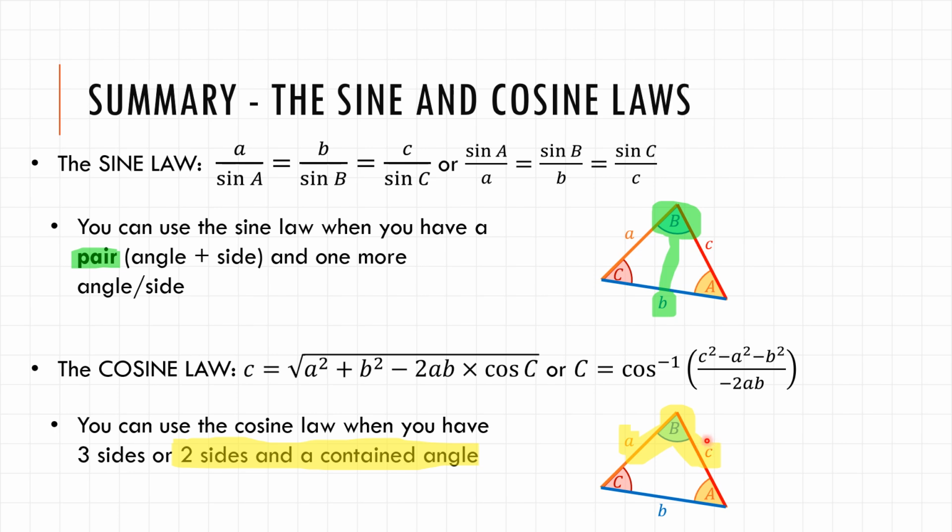Now, one thing to note about the cosine law is the angle that you choose here has to be opposite the side that is over here. These two, it doesn't really matter which order they're in, as long as these are the same. And similarly over here, this side has to be the side that is opposite this angle.